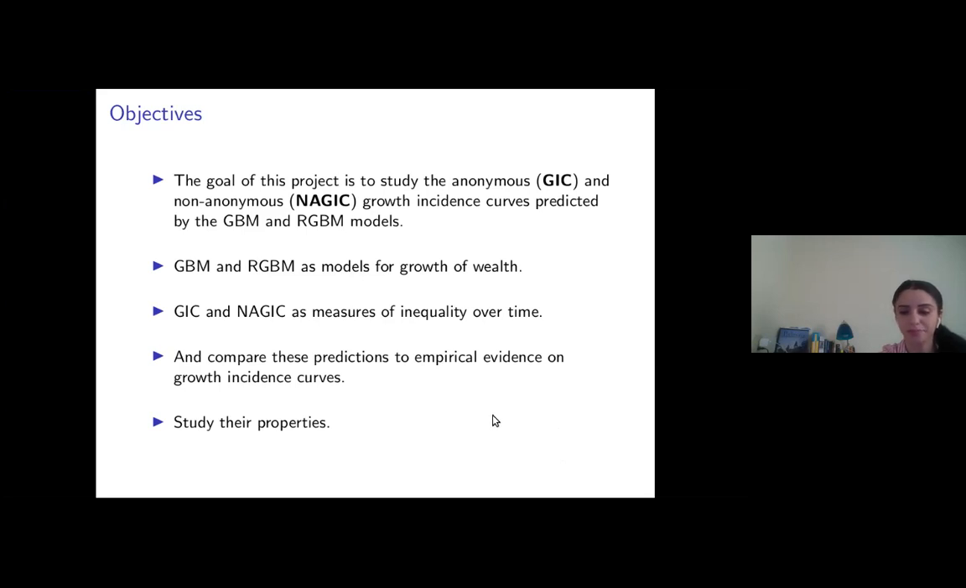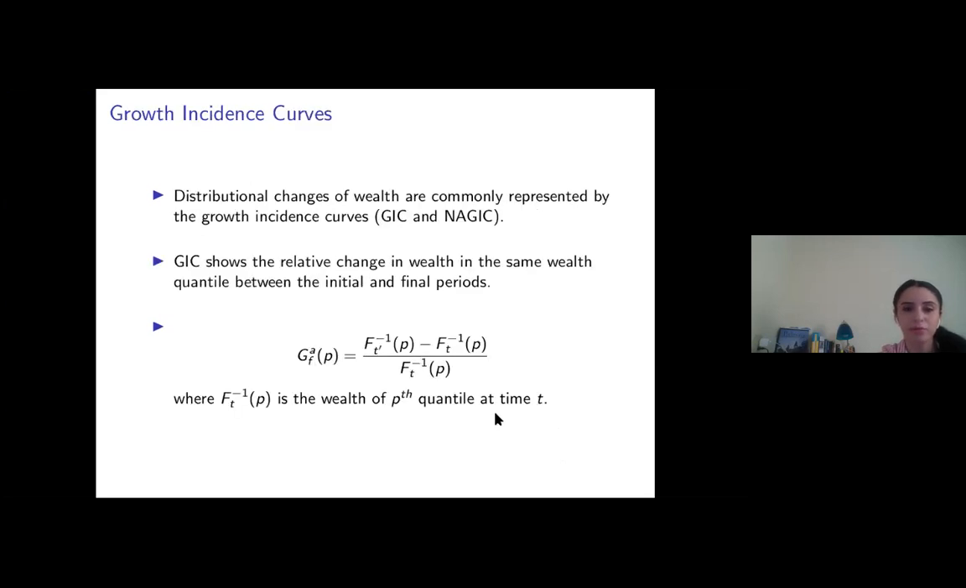study their properties. So before we get into the numerical results that we have obtained, we would like to give some basic information about the growth incidence curve, the definition, the intuition behind it, and maybe some examples of how they look. The distributional changes of wealth are commonly represented by the growth incidence curve, the GIC and the NAGIC. The anonymous growth incidence curve shows the relative change in wealth in the same wealth quantile between the initial time and the final time.